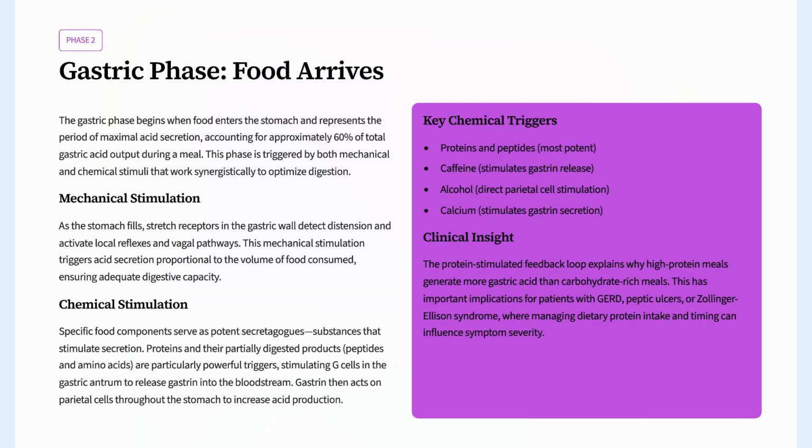During the gastric phase, food entering the stomach triggers both mechanical and chemical stimulation. Stomach distension activates stretch receptors, while proteins and amino acids stimulate gastrin release. Gastrin is a hormone that powerfully stimulates acid secretion. This phase represents the peak of gastric acid production, with multiple feedback mechanisms ensuring appropriate secretion levels.